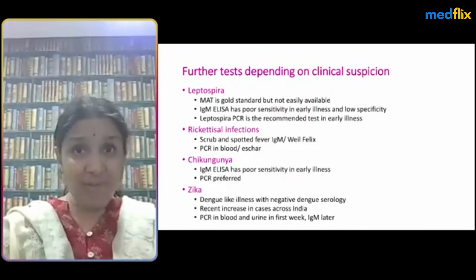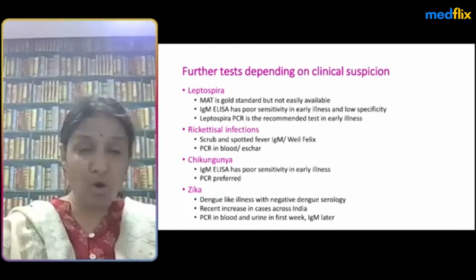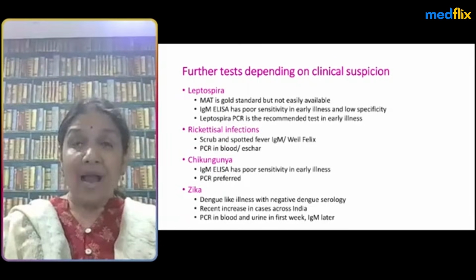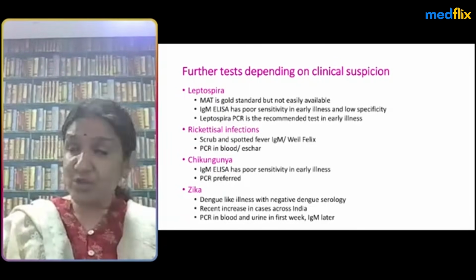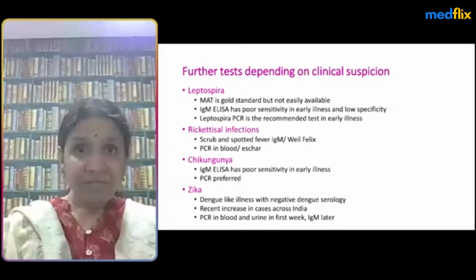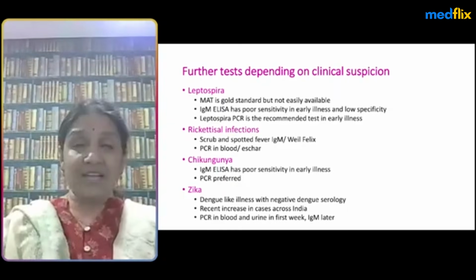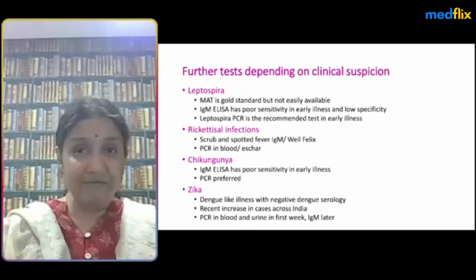Then you may have to do some other tests depending on clinical suspicion. Like if you're thinking of leptospira, your patient is sick, is having high counts, low platelets, high bilirubin, high creatinine, then the best test to do is a leptospira PCR. If you're thinking of rickettsial infections, you should treat, not do tests, because the tests are not sensitive enough, but you could ask for a scrub typhus IgM or a Weil-Felix.